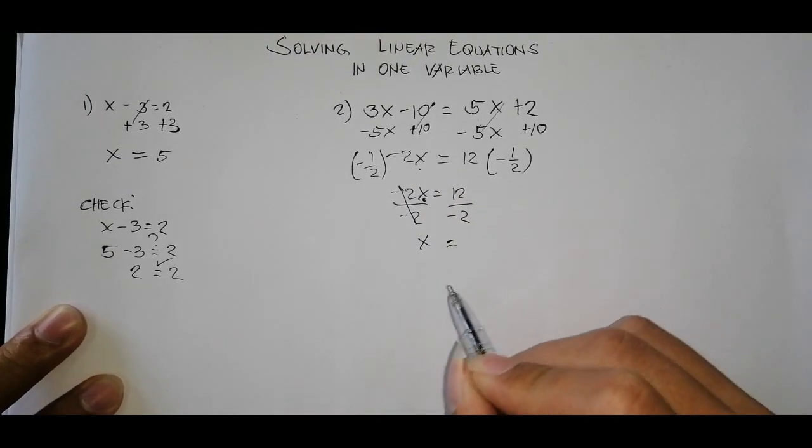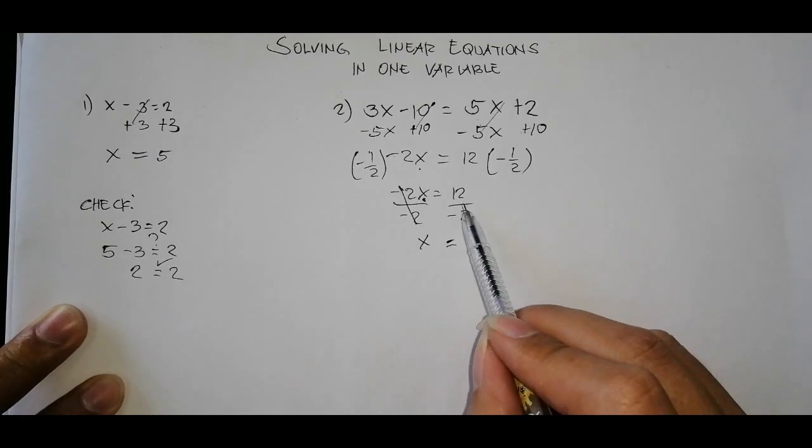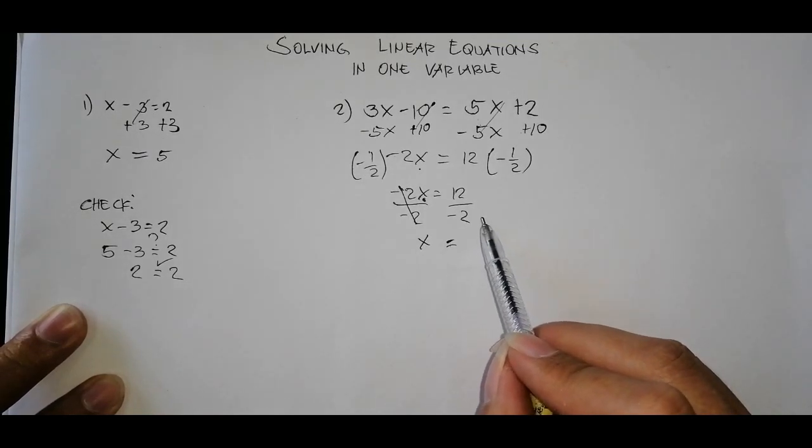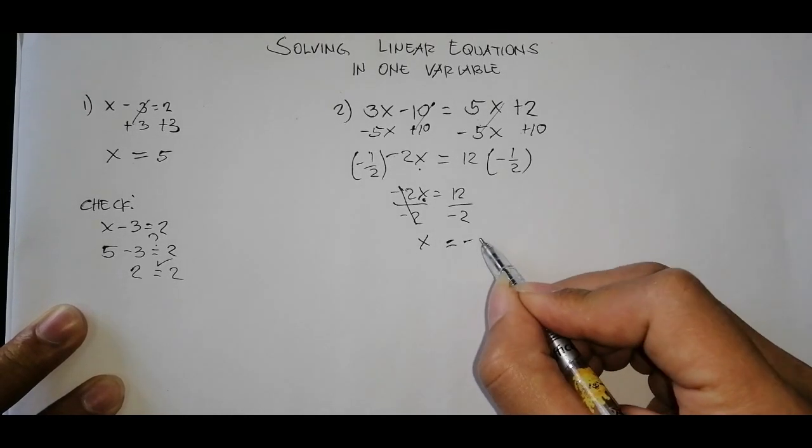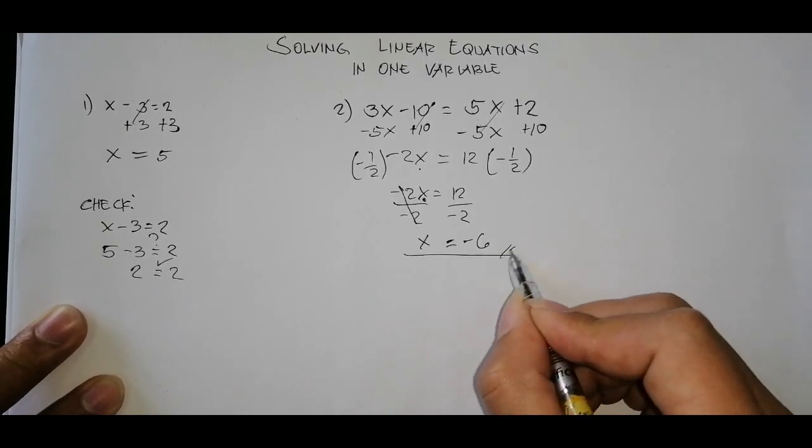Next, we have here 12 divided by negative 2, and a positive divided by a negative number will always be a negative. So we have negative 6. That would be our answer.